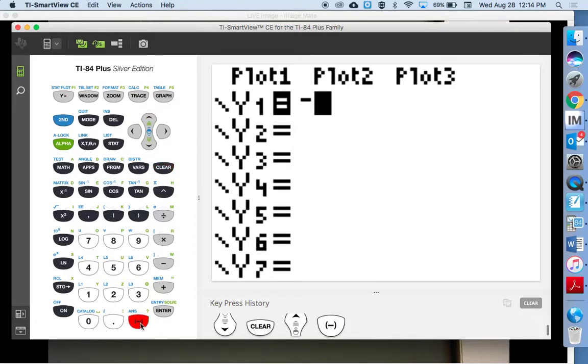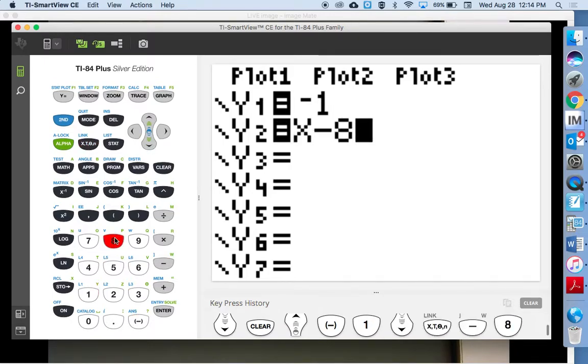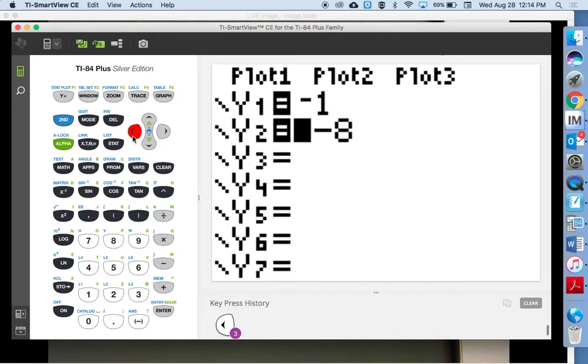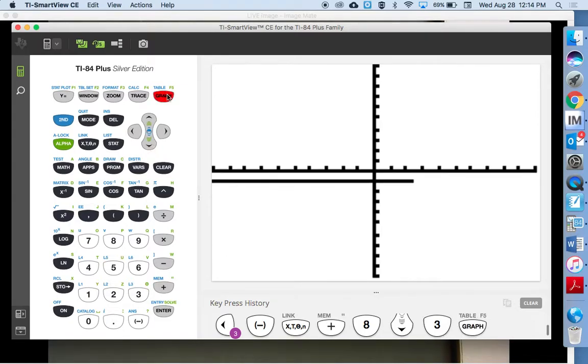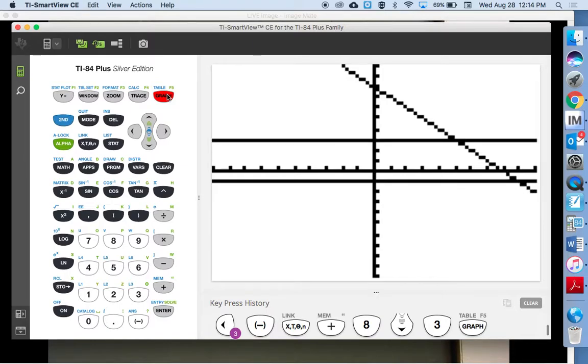So we have a negative 1. Was it x minus 8? Negative x minus 8, thank you. Plus 8. Oh, I have my signs. Negative x plus 8. And then the next one was 3. So before you do any of the shading, just hit graph, because you might not even need to shade. Maybe you don't need to shade for this one. So y1 down below, y3 up above.